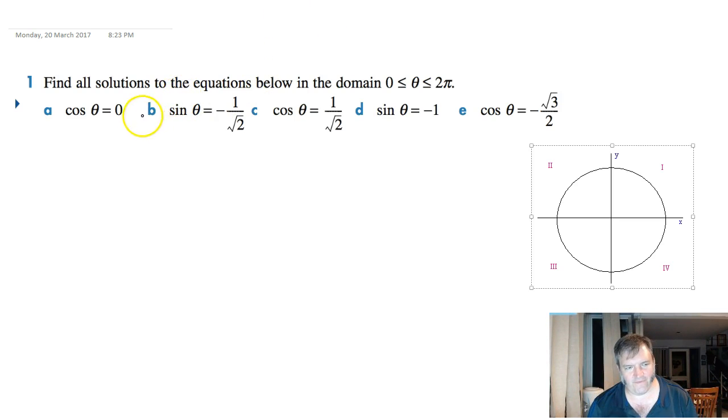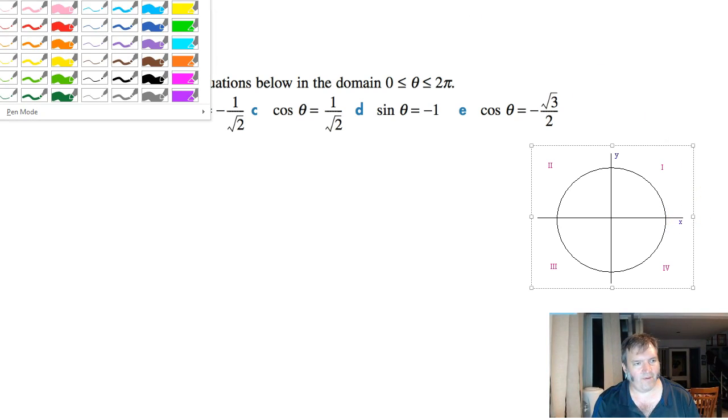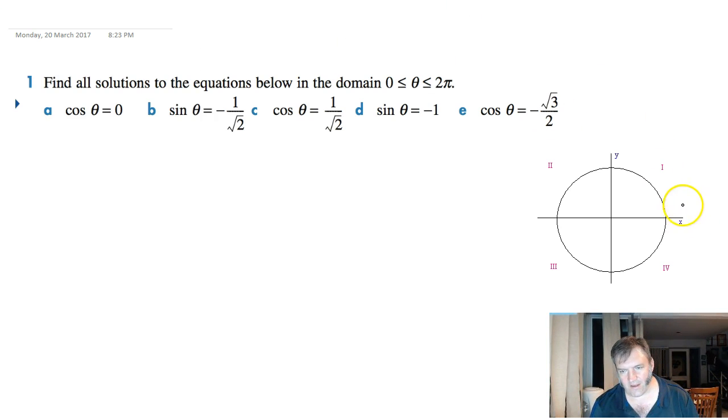So the first one's here: find all the solutions to the equations in the domain 0 to 2 pi. So we've got our unit circle. This will just help us out a little bit. We're starting here at 0. Pi is 180 degrees. 2 pi is going to be all the way back here at 360 degrees. So obviously halfway to pi is pi over 2, and 3/4 of the way is 3 pi over 2. So we're going between 0 and 2 pi, so it's not too bad.